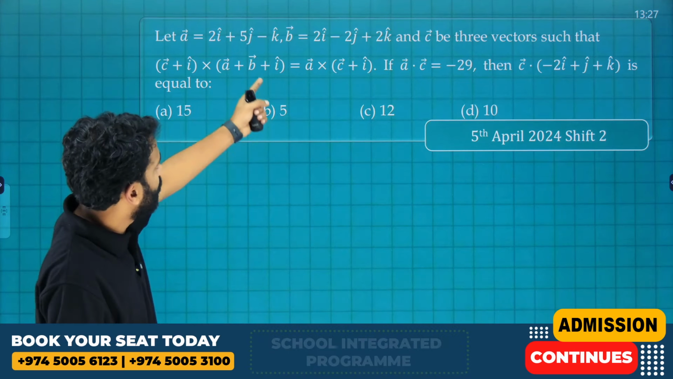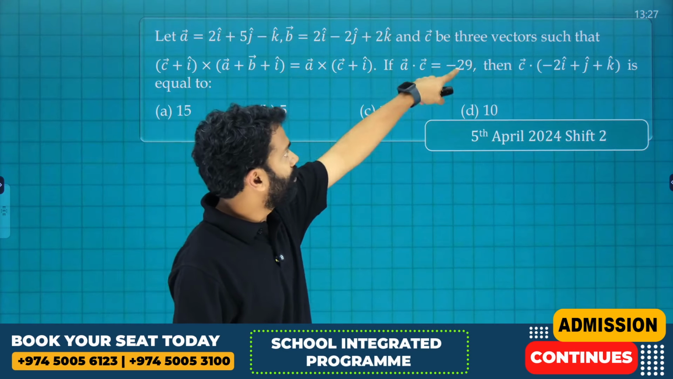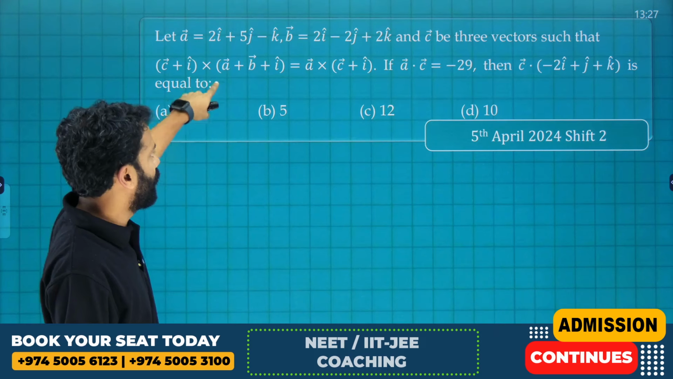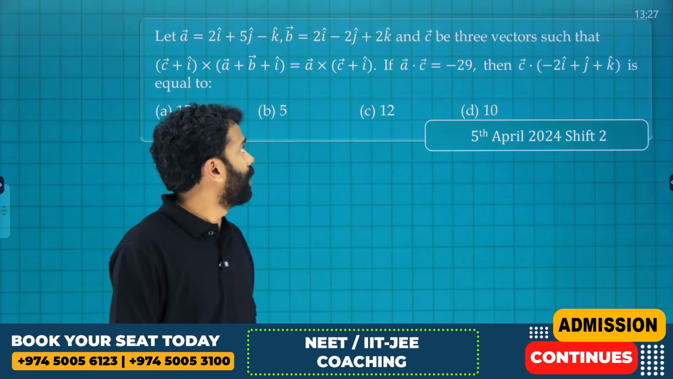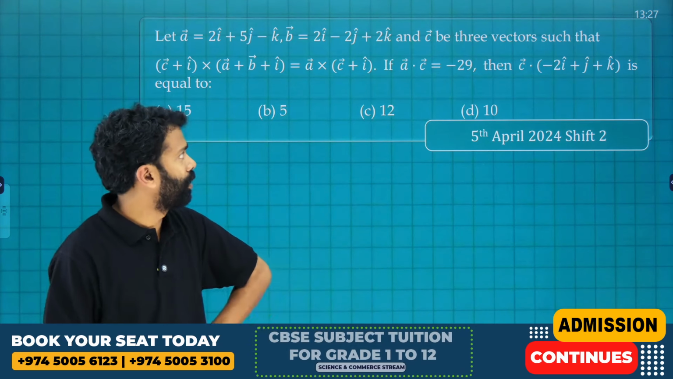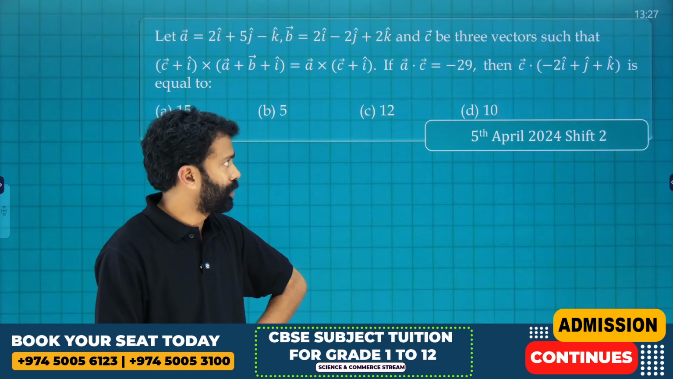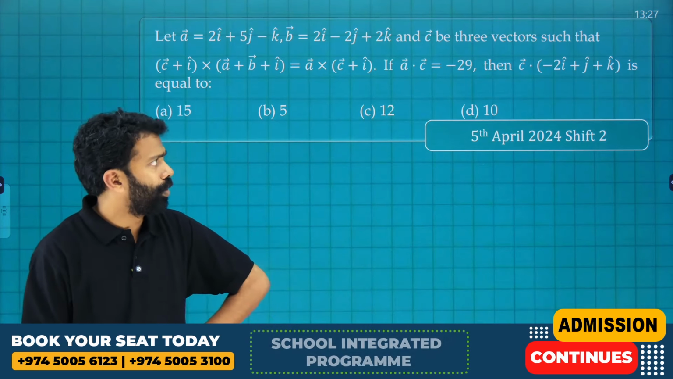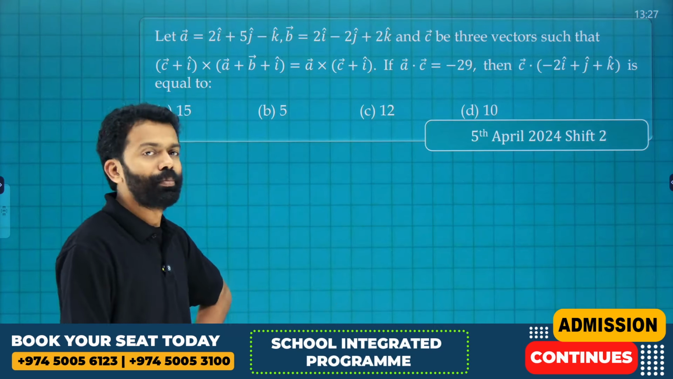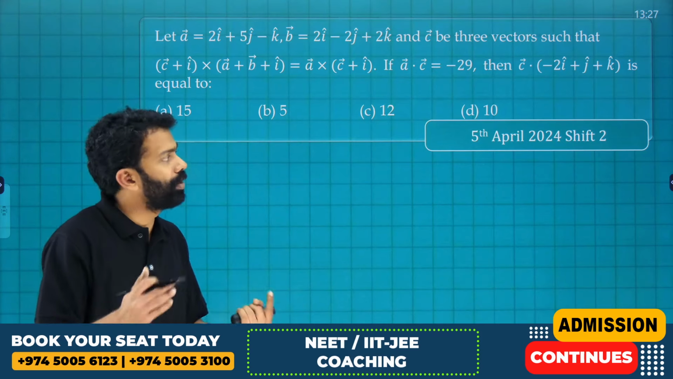Three vectors, vector A, vector B and vector C, are given such that (vector C plus i) cross vector A plus (vector B plus i) is equal to vector A cross (vector C plus vector i). A dot product relation is given: vector A dot vector C is equal to minus 29. Then we need to find vector C dot (minus 2i plus j plus k). If you want, you can pause the video and try it by yourself.